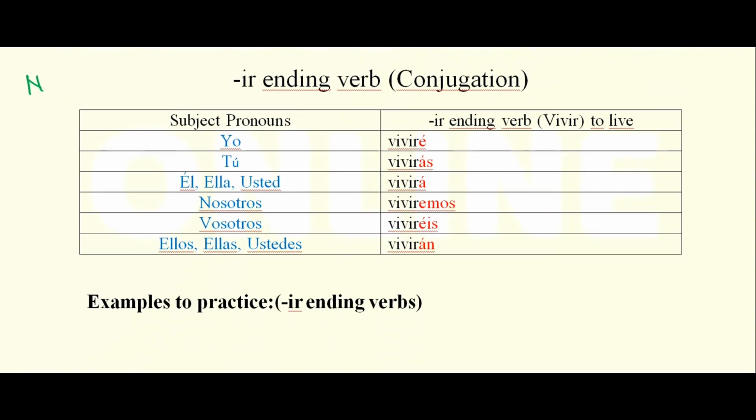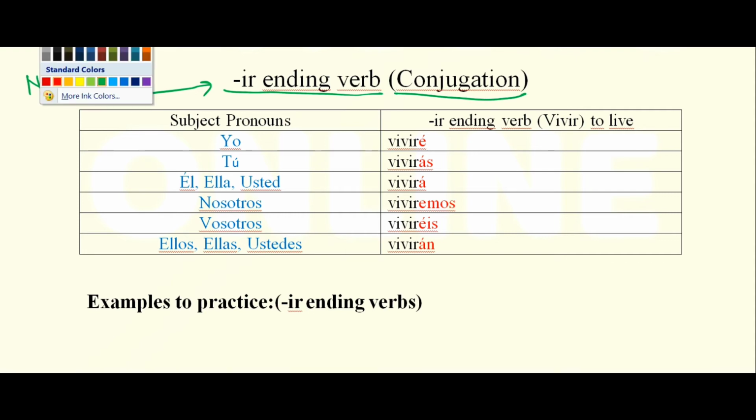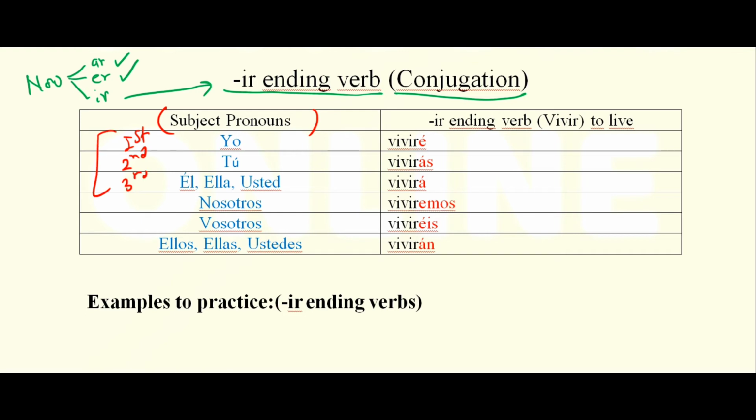Third category, IR ending verbs. So we practice the model first, then we'll have some examples. IR ending verb, and this is the third one. AR we have done, ER also done. This is IR, third one. So let's see the conjugation. As we know about the subject pronouns, subject pronouns means first, second, third person singular and first, second, third plural. That means 6 conjugations.